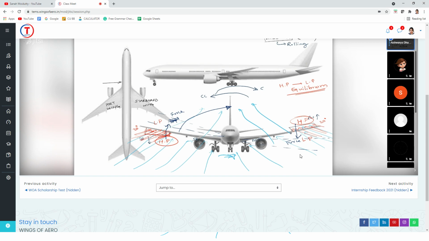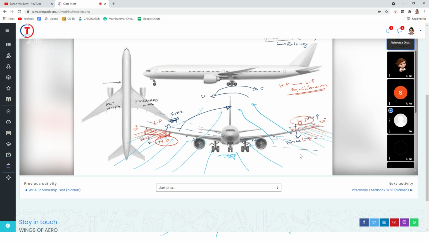If they ask a question like from the rear view, they will not say behind, they will say rear view. Rear view means a back side view. From the back end you are observing what the motion is. Then it is going to be anti-clockwise or counterclockwise.